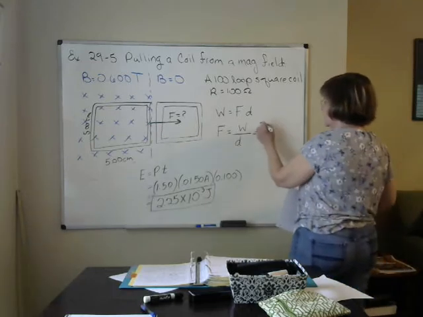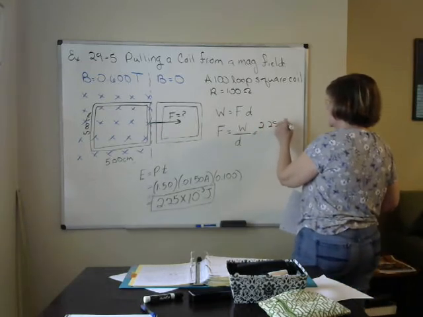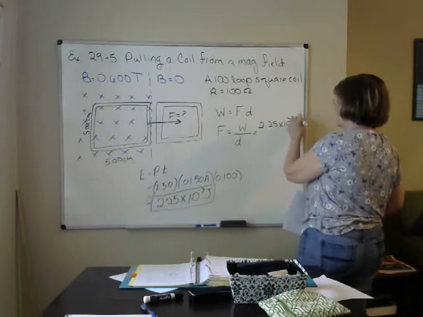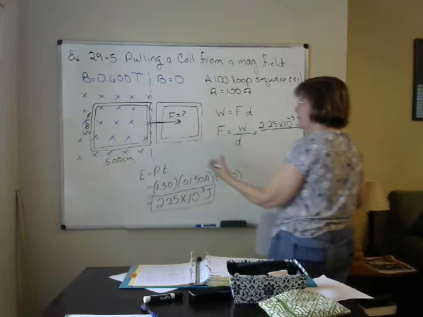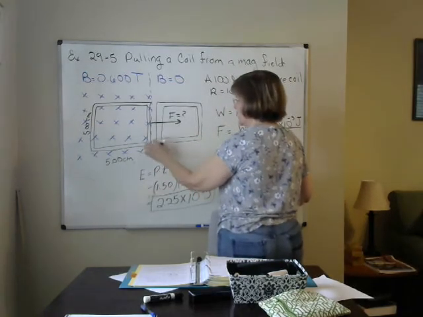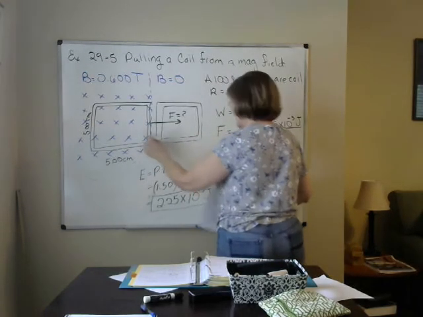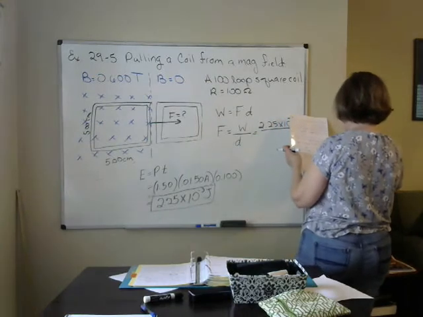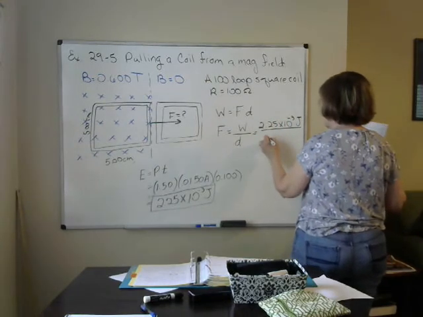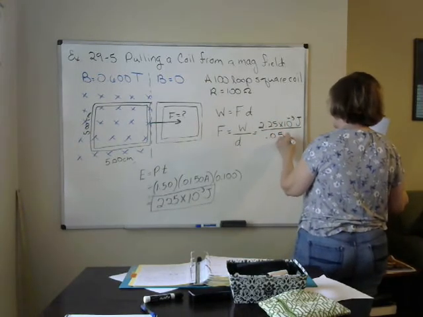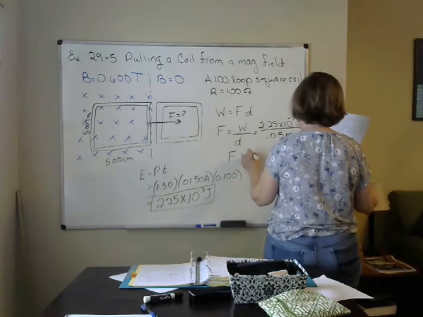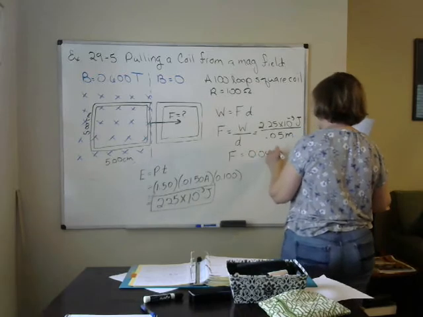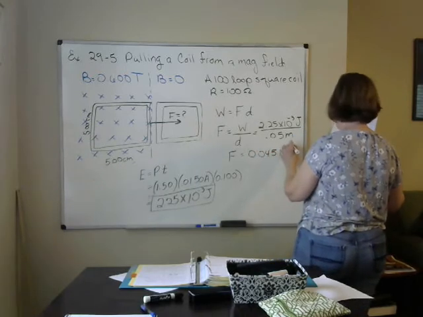So we did 2.25 times 10 to the negative 3 joules of work. The distance we actually had to move everything was simply 5 centimeters. This point had to move over 5 centimeters. Every point had to move over 5 centimeters. So 5 centimeters is 0.05 meters. And the force required came out to be 0.045 newtons.